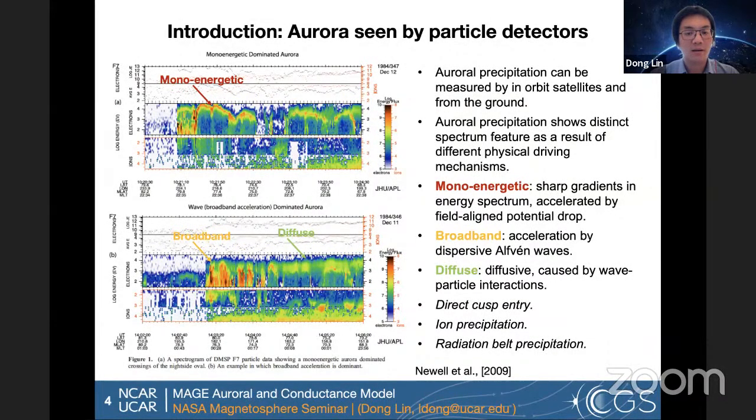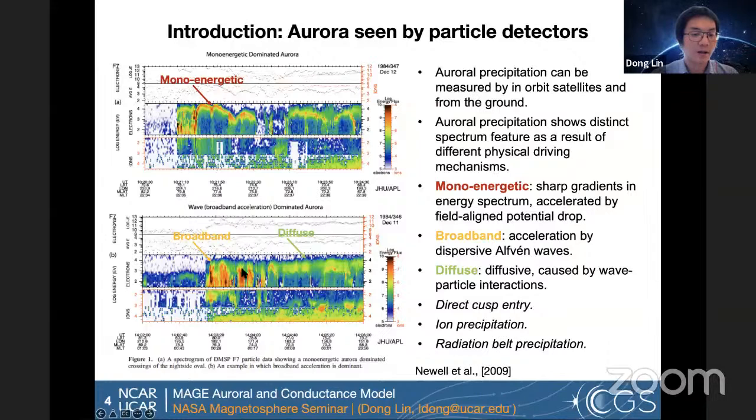So we have learned that auroral precipitation is basically charged particles, electrons and ions from the magnetosphere, that deposit their energy in the atmosphere. So it's critically important to know the distribution of those precipitating particles, or what we call the energy spectrum. Using the particle detectors on board the DMSP satellites, researchers in the past have identified different physical mechanisms that contribute to the precipitation. For example, in this top panel, you see these red bells. Basically it means a number of electrons got about the same amount of energy. So this is a signature that all these electrons have been accelerated by the same potential drop. That's how they got the name monoenergetic.